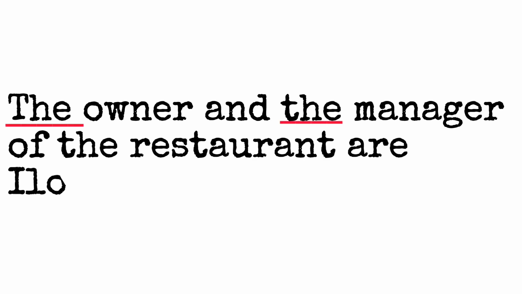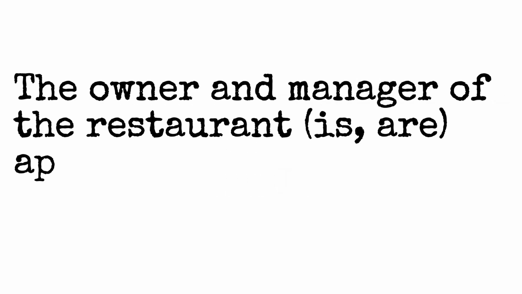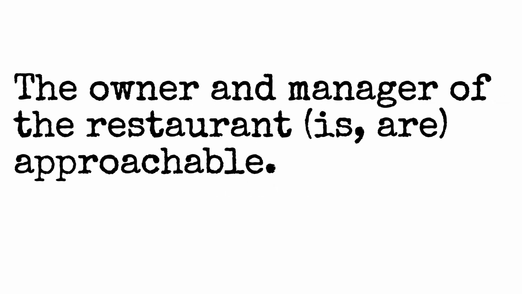The owner and the manager of the restaurant are Ilocanos. It means the sentence talks about 2 persons. In short, for the previous sentence, the owner and manager of the restaurant are approachable. The answer is... Yes, you're right. The answer is: the owner and manager of the restaurant is approachable. The owner and manager is the same person.